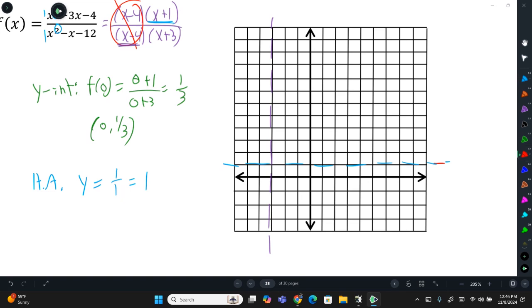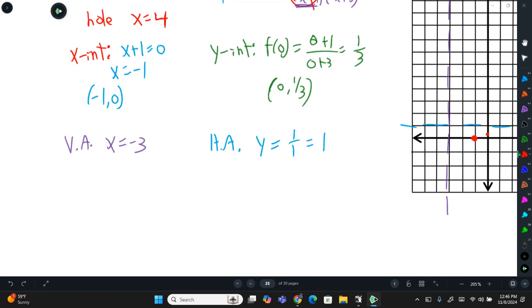And plot negative 1 comma 0, the x-intercept, and 0 comma 1/3. Now, you may think that this goes like that, and you might be correct at this point, but remember, you are allowed to cross a horizontal asymptote, so this may go above like that. So we want to make sure that we still do the end behavior just in case.